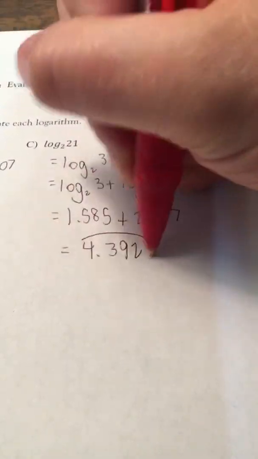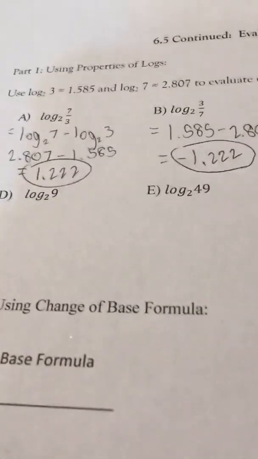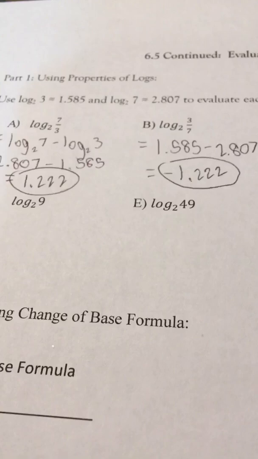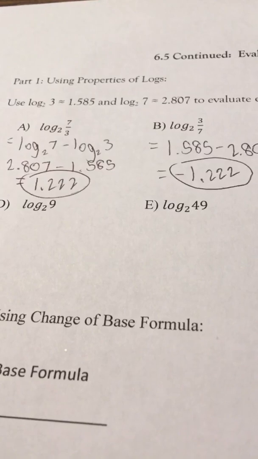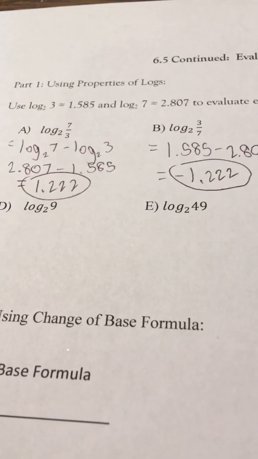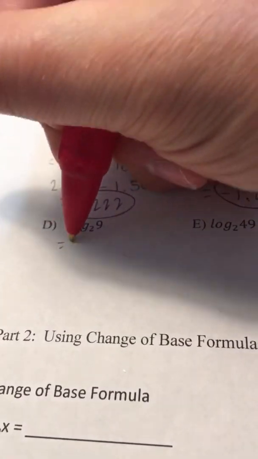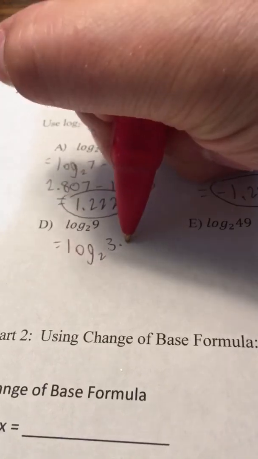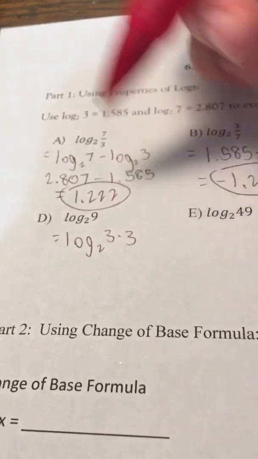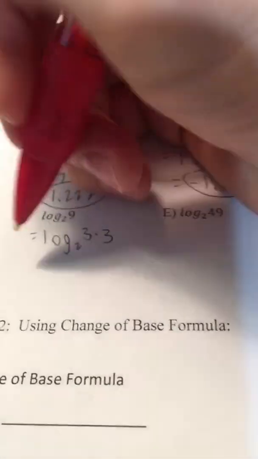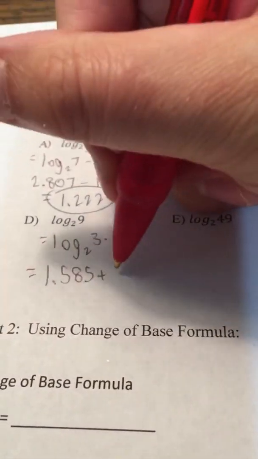All right, last two problems. Problem D, log base 2 of 9. Again, I don't know 9, but I know log base 2 of 3, and I know log base 2 of 7. I don't have to use everything every time. In fact, I don't have to use the 7 at all. How can I make 9 out of 3? 3 times 3. This is log base 2 of 3 times 3. It's multiplication, so I can turn it into what kind of problem? Addition. So I'm just going to wind up adding this to itself. That's going to be 1.585 plus itself, or times 2.